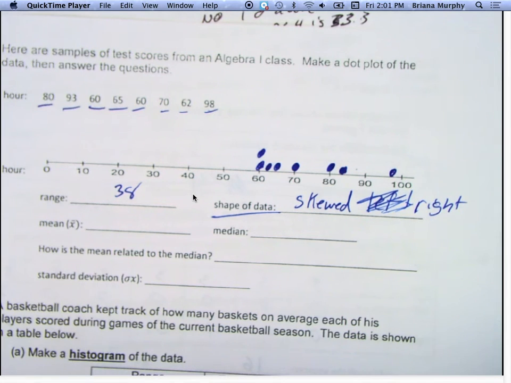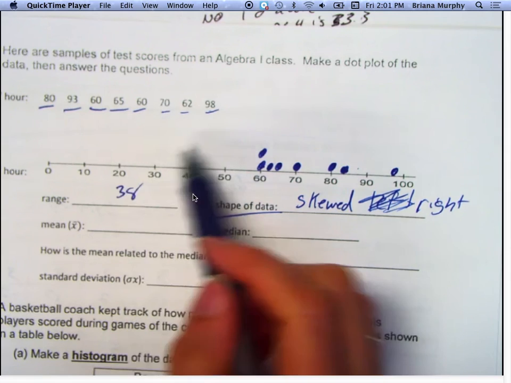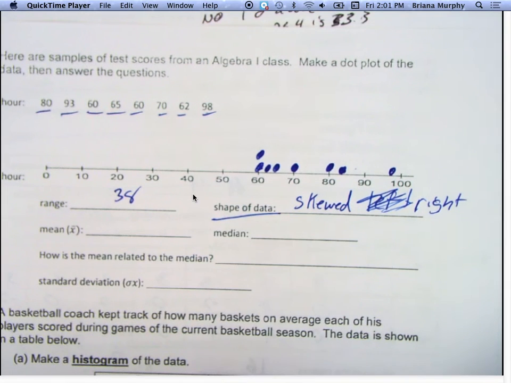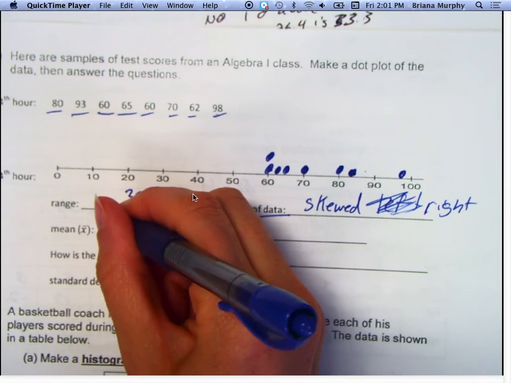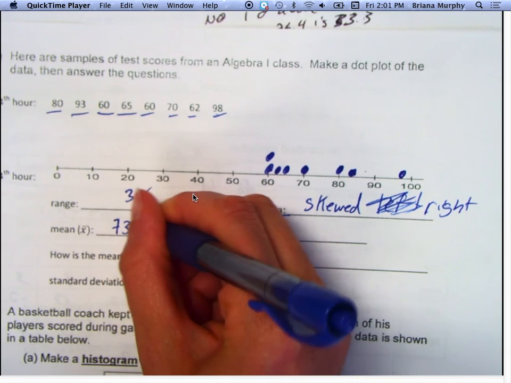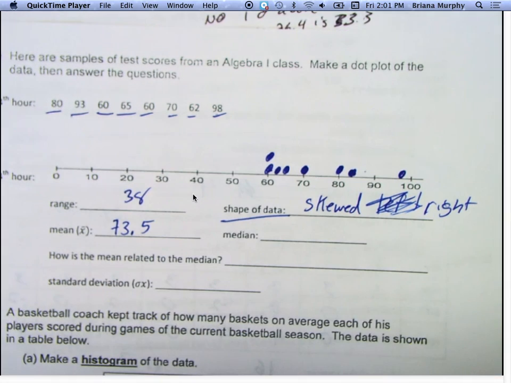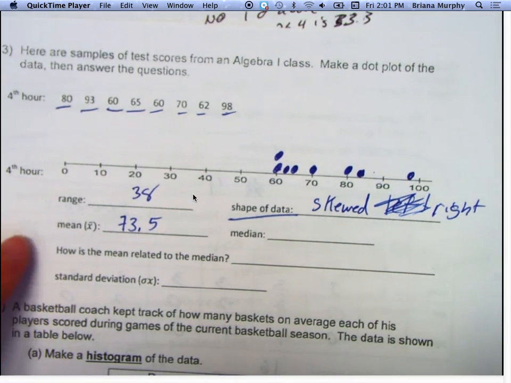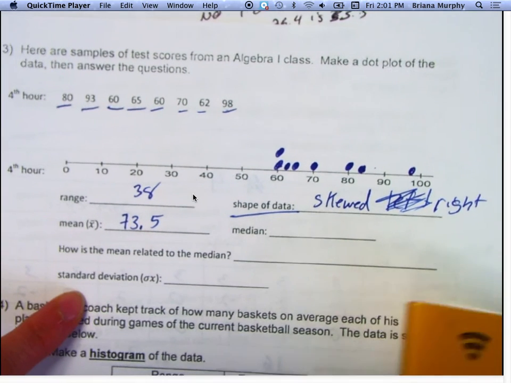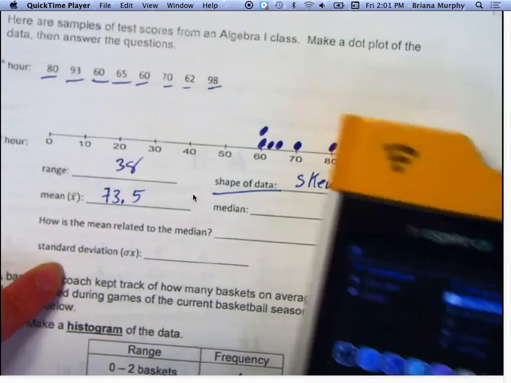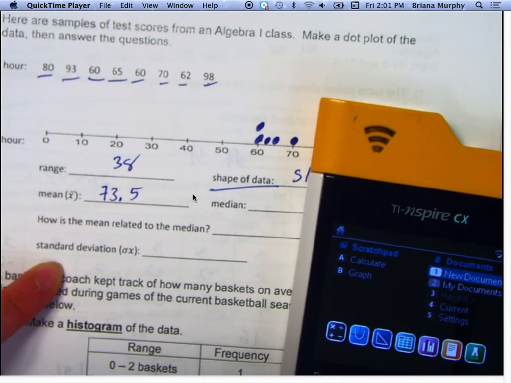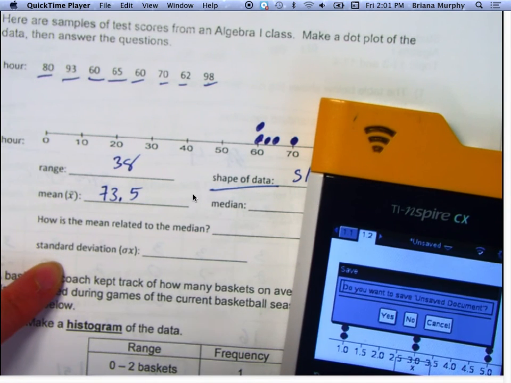Okay, what's the mean? How do I figure out the mean again? Add them all up, divide them by how many there are. Or you can just put it in your calculator. I get 73.5. I would totally put this in my calculator because then it asks me all these questions. It asks me the standard deviation but doesn't leave a graph like a table. So instead, I'm going to put it in my graphing calculator.